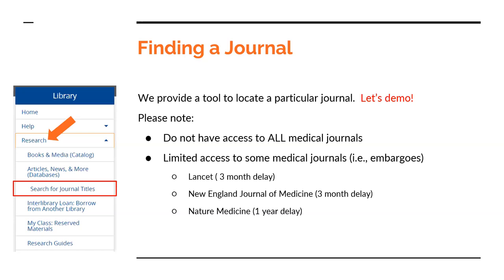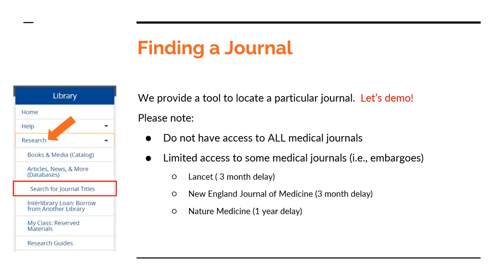Some of those that we have limited access to are very well known, like Lancet and New England. In these cases, we have delayed access known as embargoes. For example, Lancet and New England come with a 3-month delay, and Nature Medicine, another top dog in publishing, has a 1-year delay. On the other hand, I don't have it listed here, but we do have total access to JAMA, the American Medical Association's journal, which is very popular.